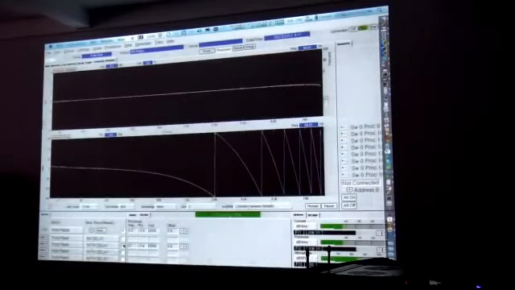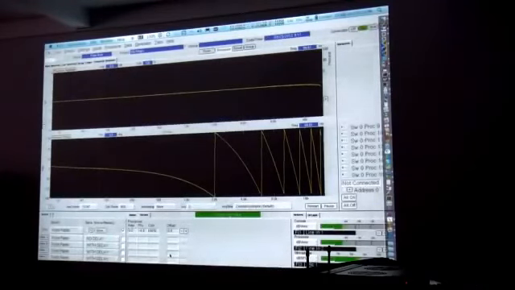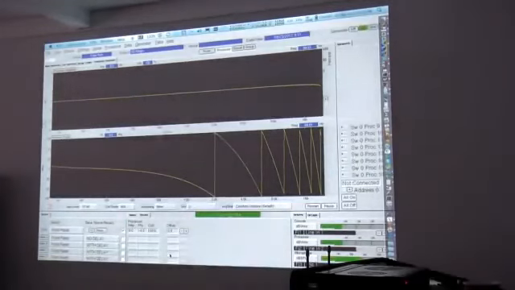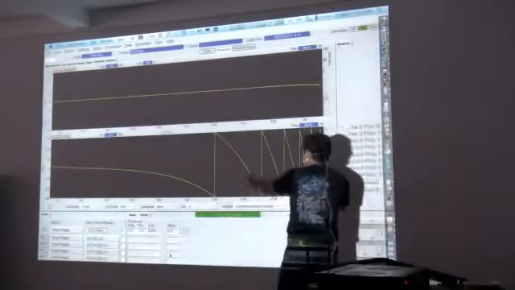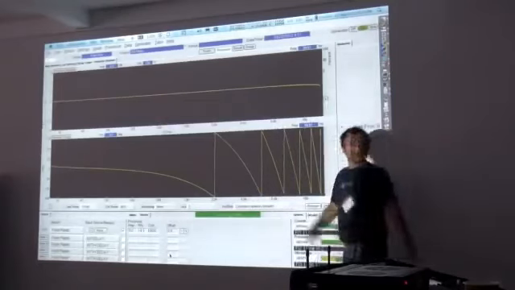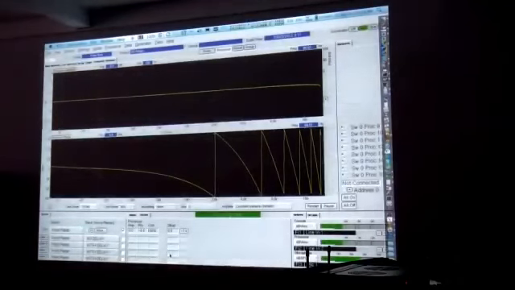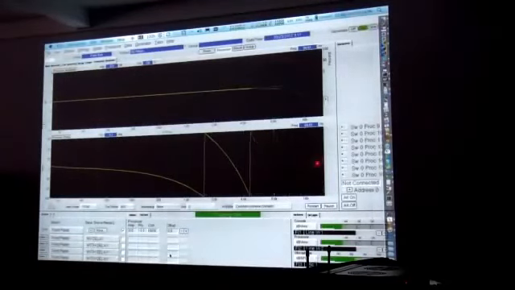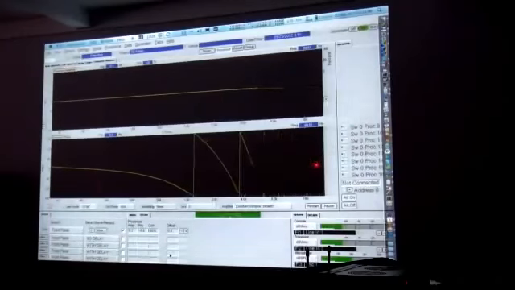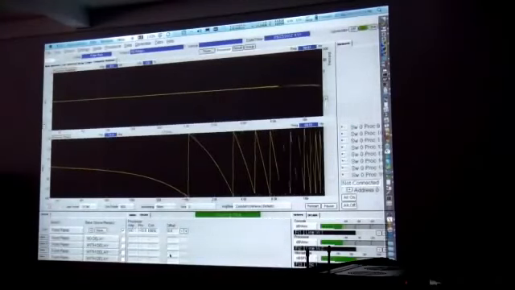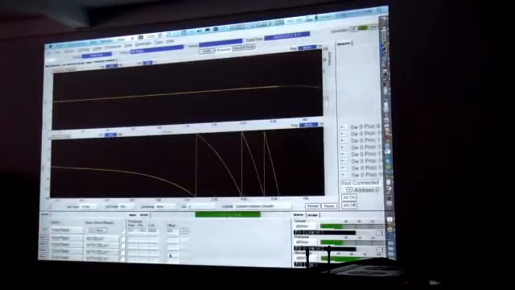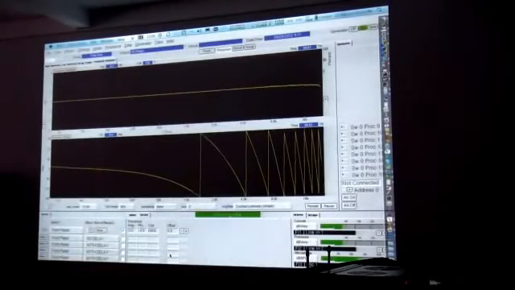And I will show you something. If I increase the delay, the graphic will show more cycles. Let me increase the delay. More delay, it is more cycles. If I reduce the delay, it will be less cycles.